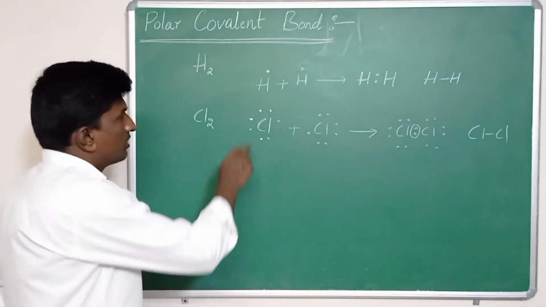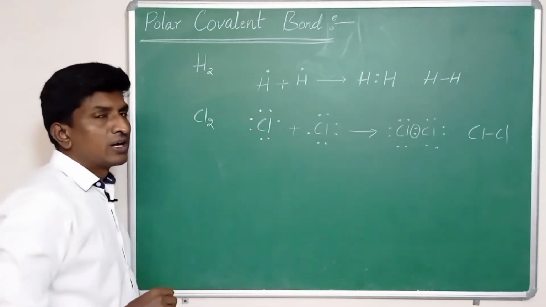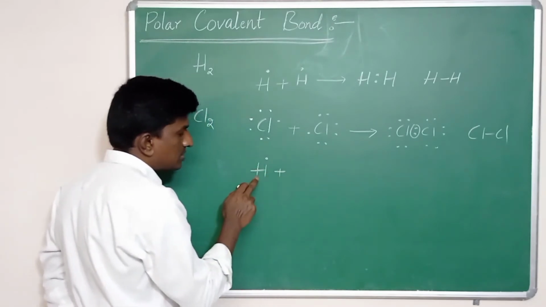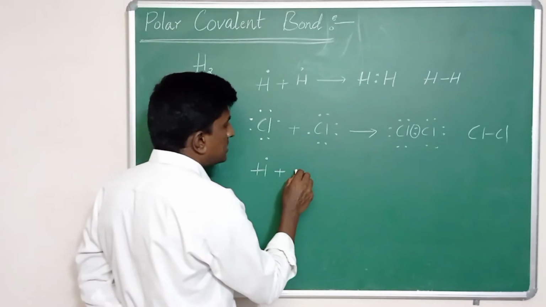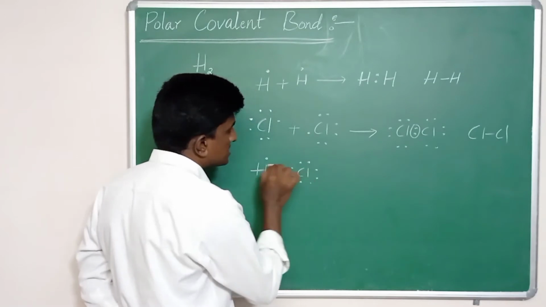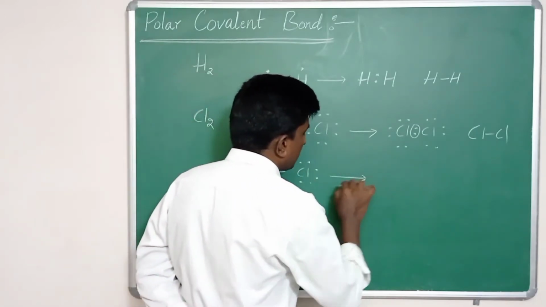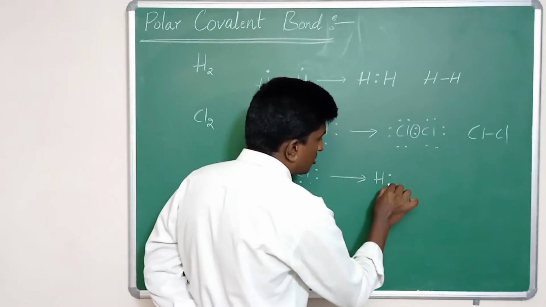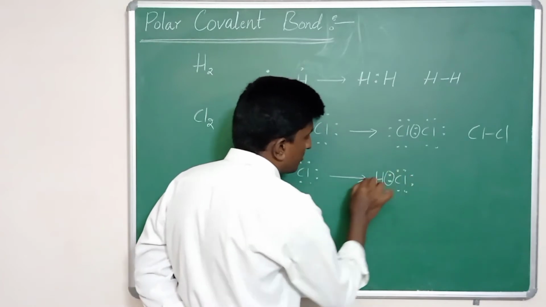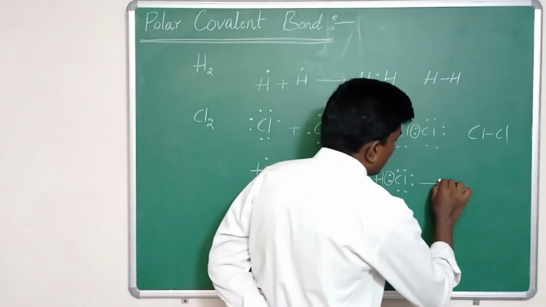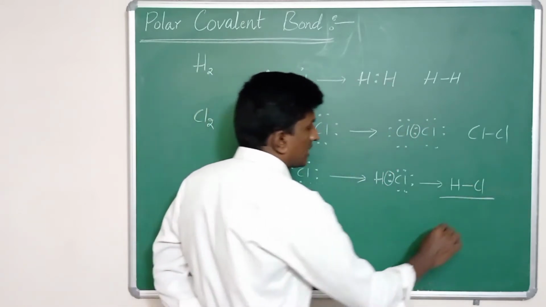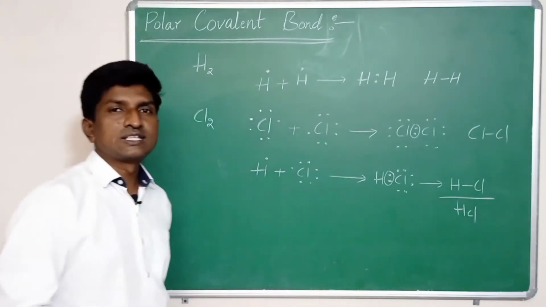Then what about when one hydrogen and one chlorine come close to each other? Hydrogen has only one electron in its first shell and chlorine has 7 electrons in its outermost shell. Then hydrogen contributes 1 electron and chlorine also contributes 1 electron and a pair of electrons is formed. Then one bond is formed between hydrogen and chlorine and hydrogen chloride gas is formed.